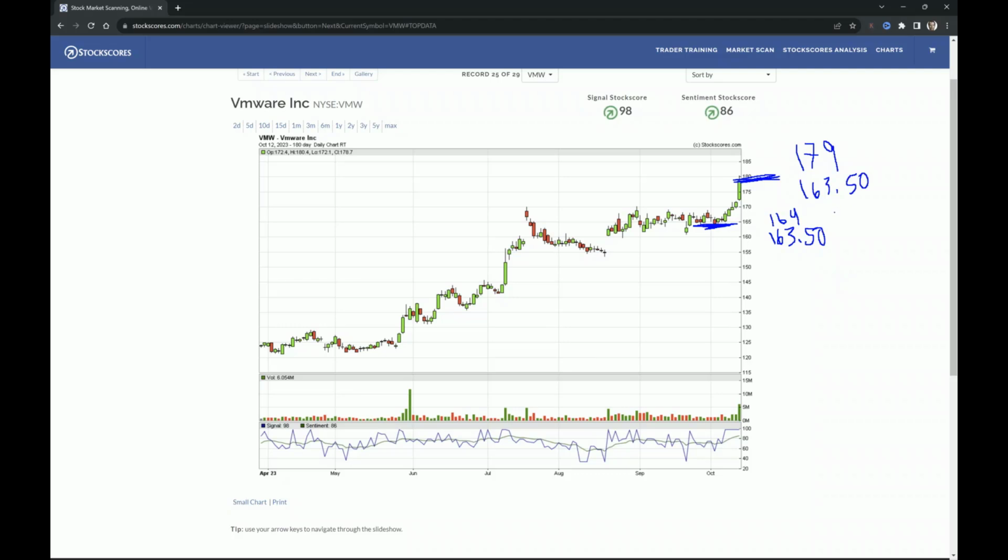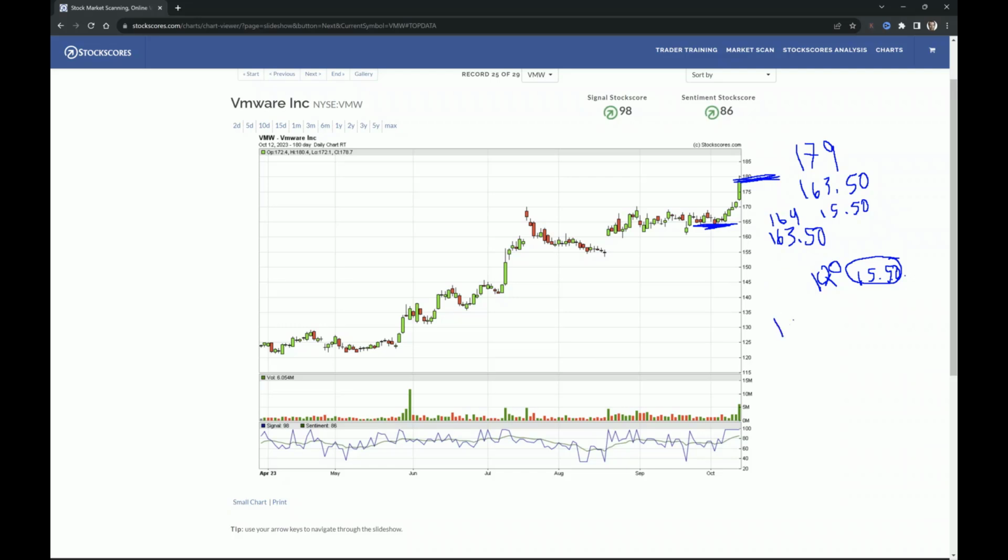All right, so I'm going to buy at 179 and I'm going to plan to lose at 163.50. So my risk per share is $15.50. That means if I buy one share, my potential loss is $15.50 plus commissions. If I buy 10 shares, my potential loss is $155. If I buy 100 shares, my potential loss is $1,550.